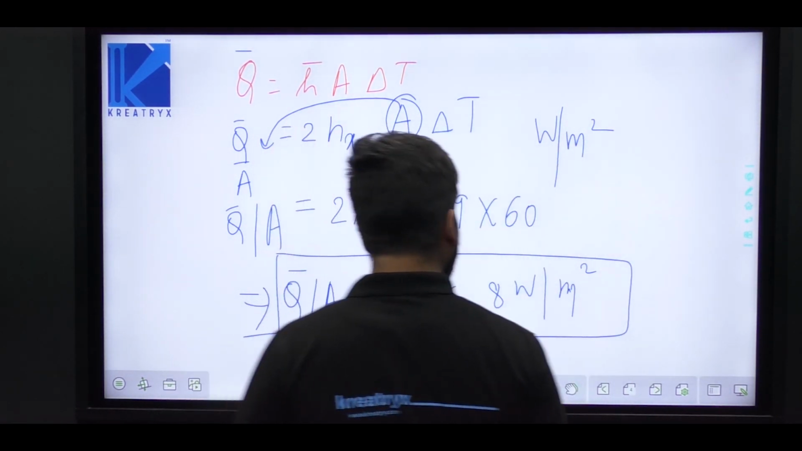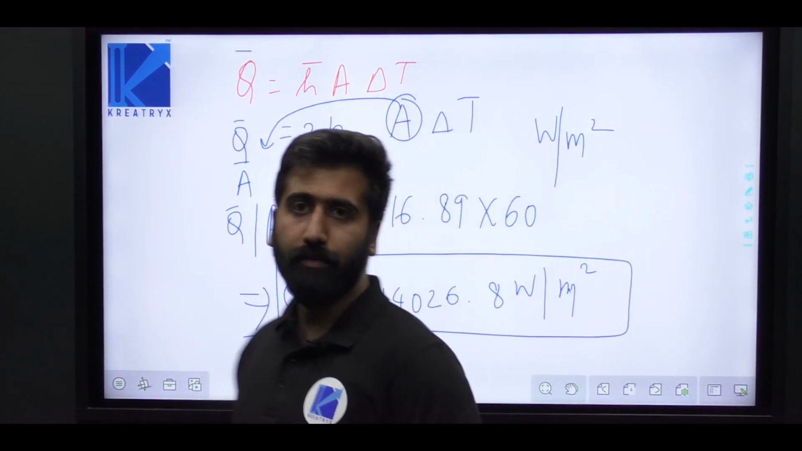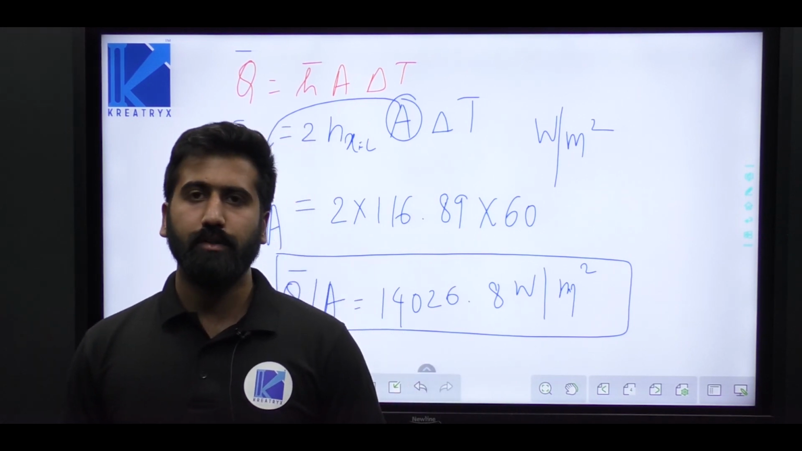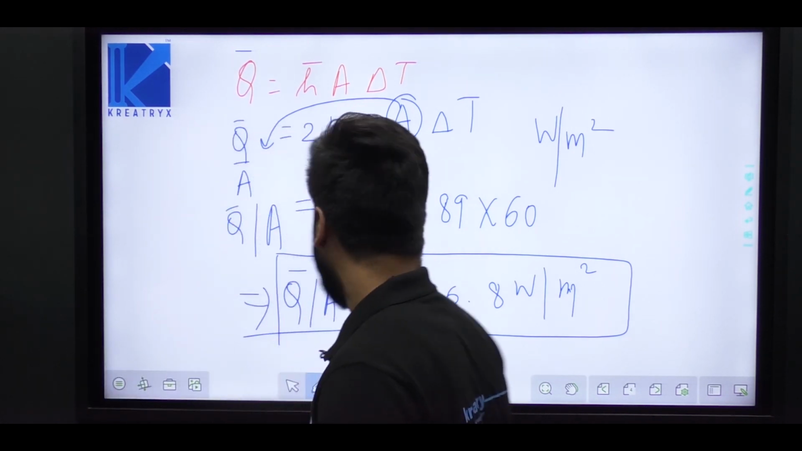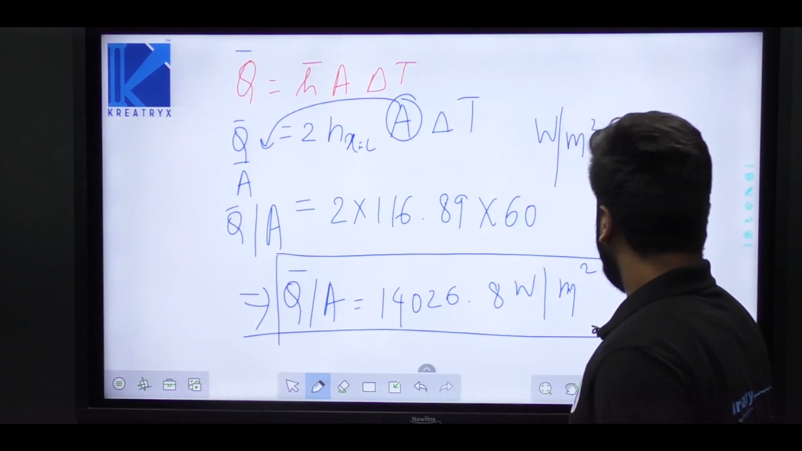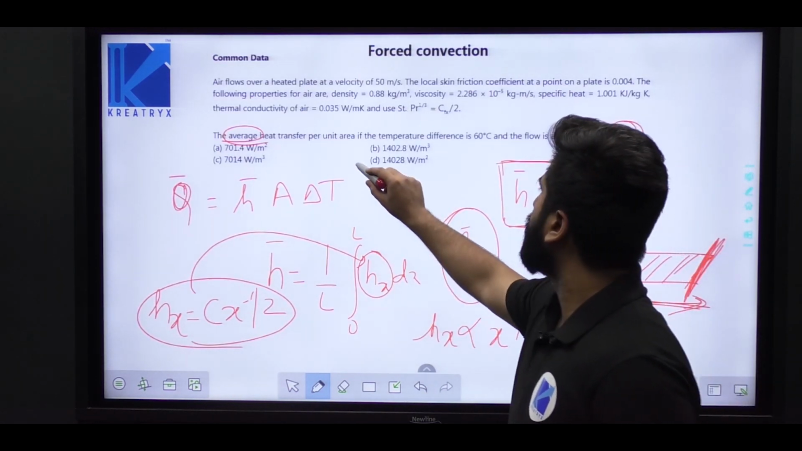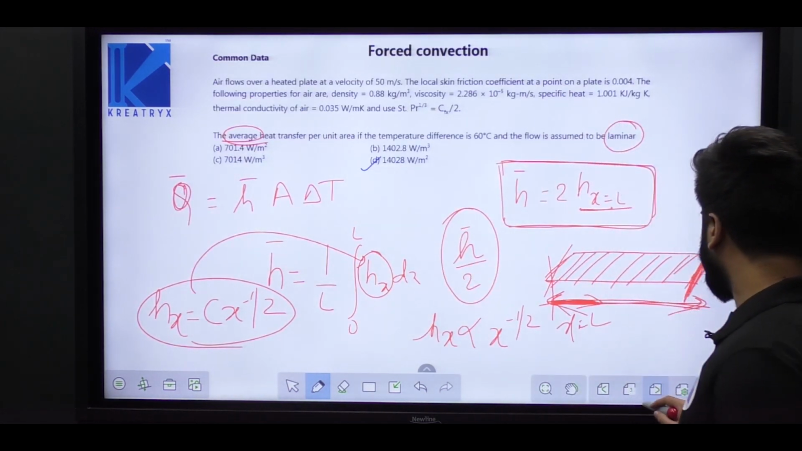So we have solved a similar type of question in the previous video based on the Reynolds analogy. That is option D, the closest one. Okay.